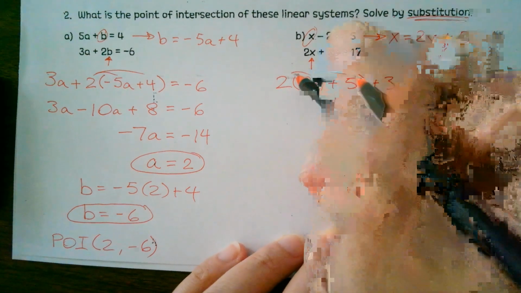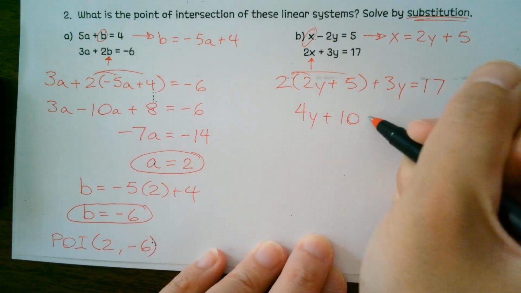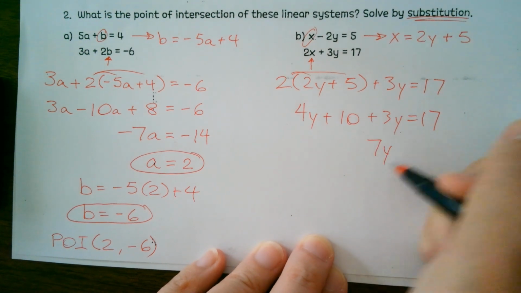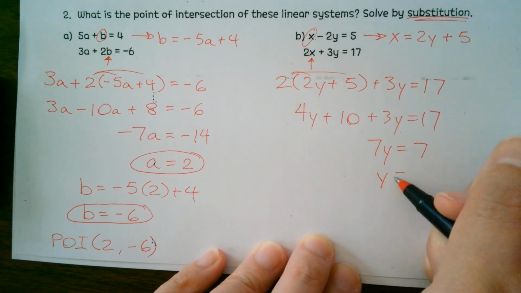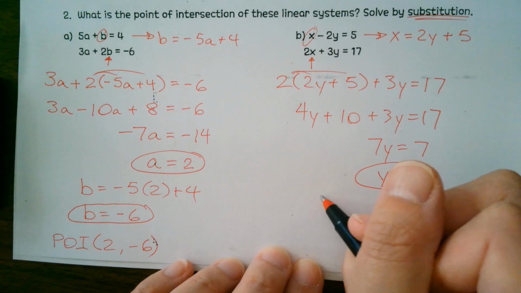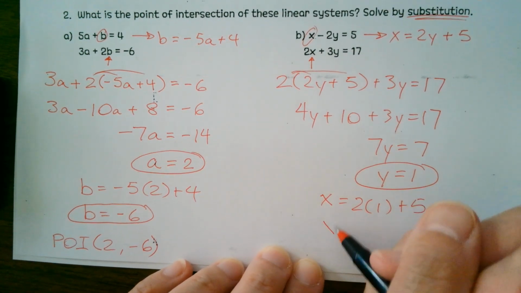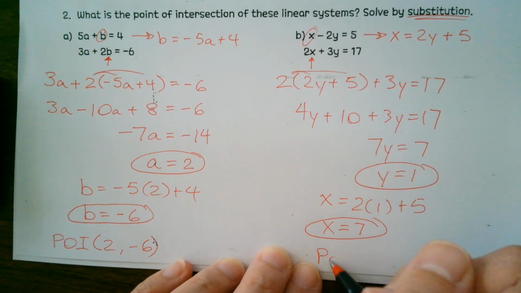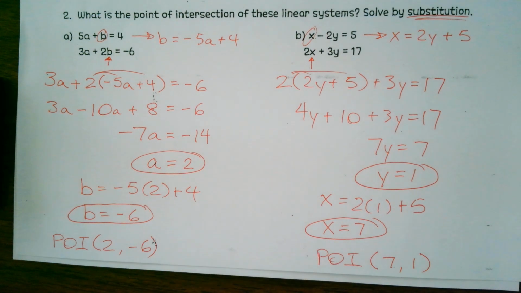Okay. Distribute. So 4y plus 10 plus 3y equals 17. Add that up, you get 7y. Move that over, you get 7. So when you divide it, y equals 1. Sub that back into the x equation. So x equals 2 times 1 plus 5. x equals 7. So my POI, point of intersection, is 7, 1.